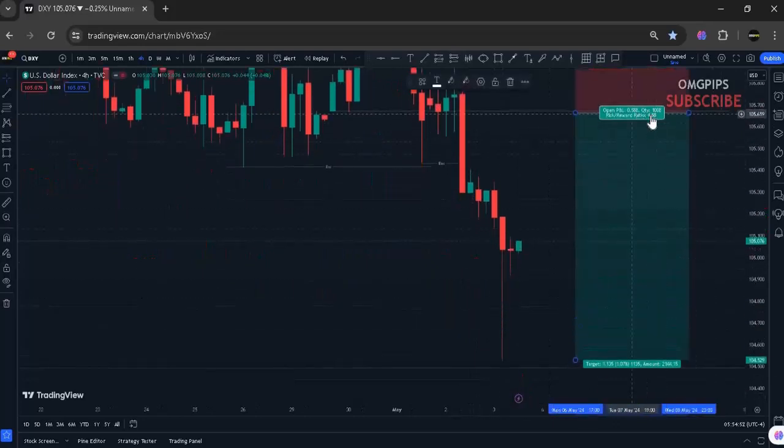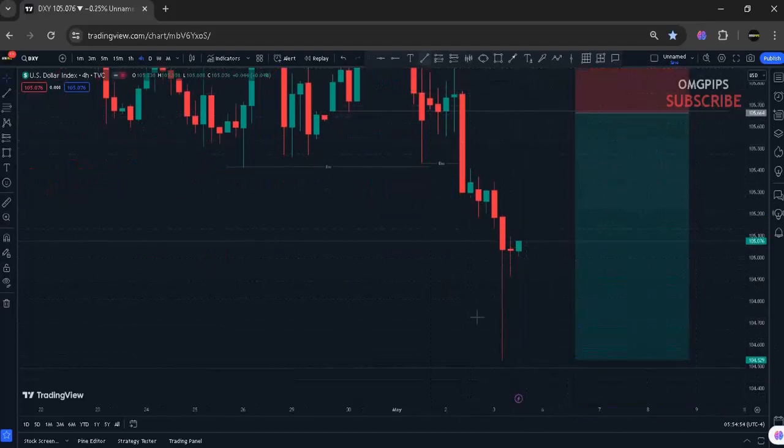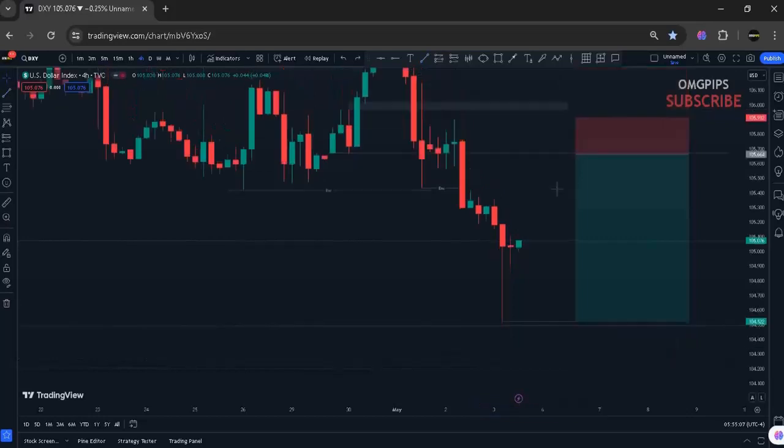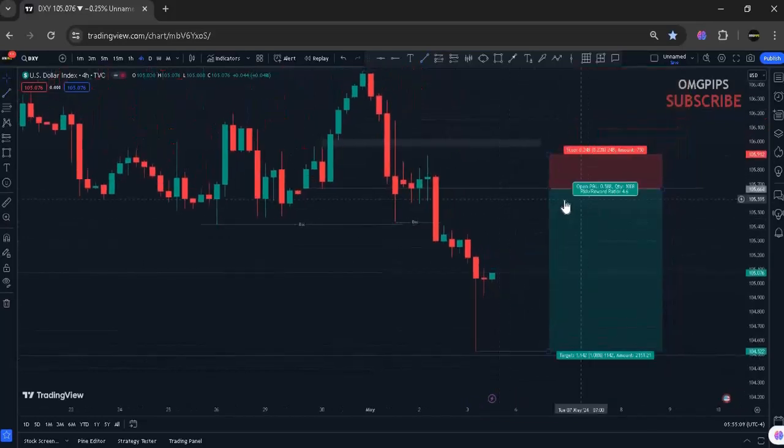That's a 4.5% trade on the DXY, right? That's a 4.5% trade on the DXY.